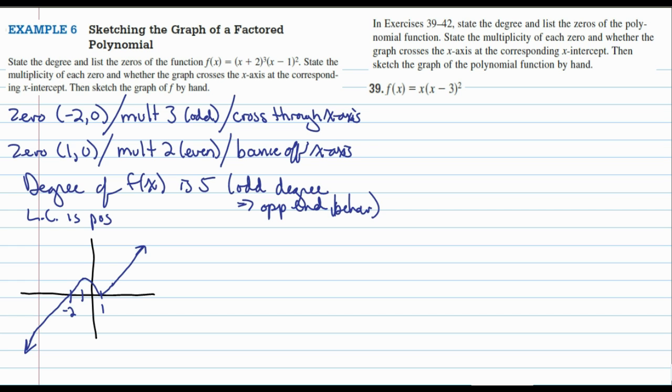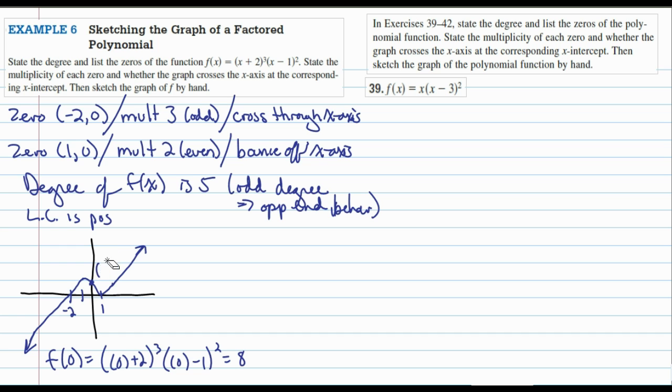Now I could be a little bit more accurate with this, and I could also plug in 0 and see what my y-intercept would be. Let's see, 2 cubed is 8 times -1 squared is +1, so 8 times +1 is 8. So 0, 8. I know it doesn't look like 0, 8, but what if I scaled my y-axis differently? I could make that look like 0, 8.